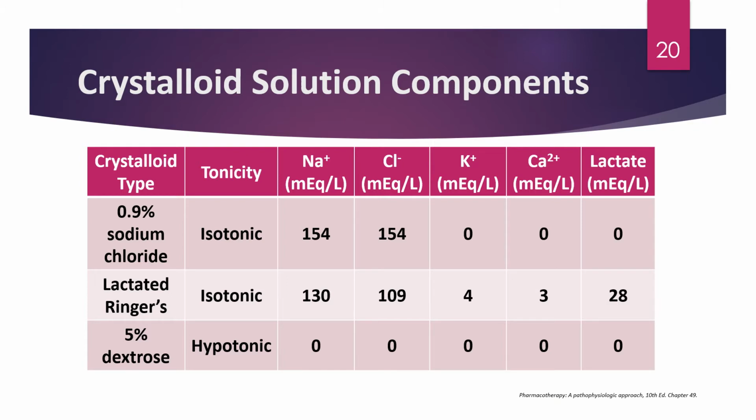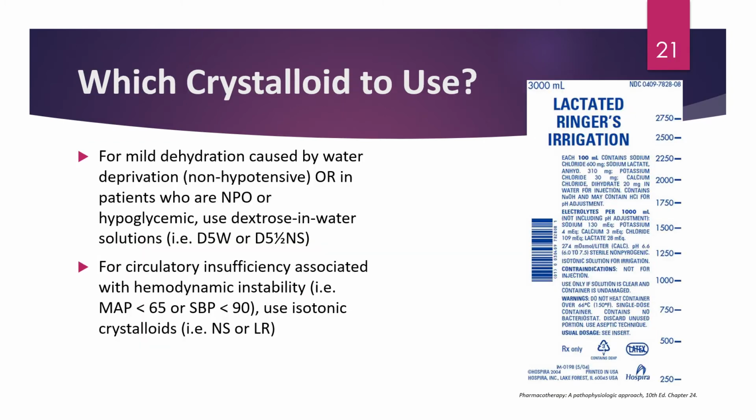With 5% dextrose, you can actually get hyponatremia because there is no sodium in that particular solution. You can also get hypochloremia from the 5% dextrose by giving lots and lots of it. So which crystalloid do you generally use?